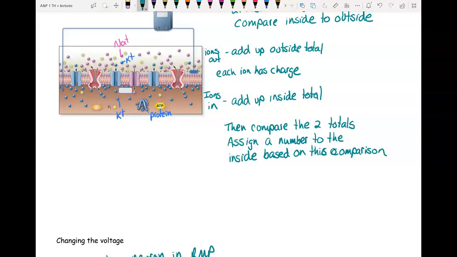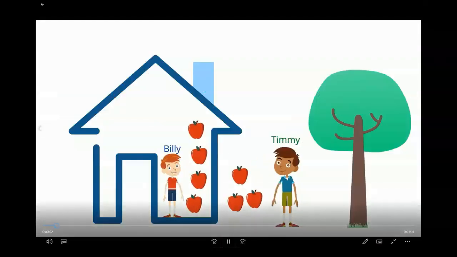Here is an animation to help you understand this idea. For resting membrane potential, you compare how many cations are inside to how many cations are outside the neuron. Then you assign a voltage to the inside of the neuron based on this comparison. Here, Billy is inside and he has 4 apples. Timmy is outside and he has 3 apples. When we compare these, Billy has 1 more than Timmy, so we assign Billy a voltage of +1.